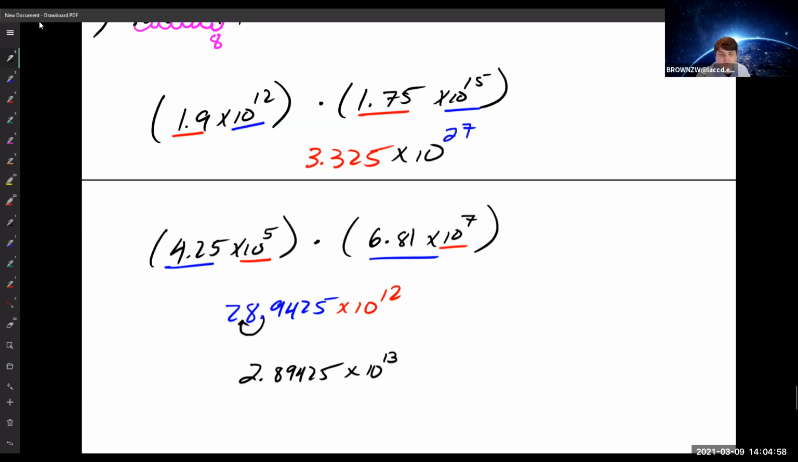So you have a couple of these where you'll do your multiplication and you'll be left with something that has more than one number in front of the decimal place. That's fine. You just move the decimal over and change the power accordingly.